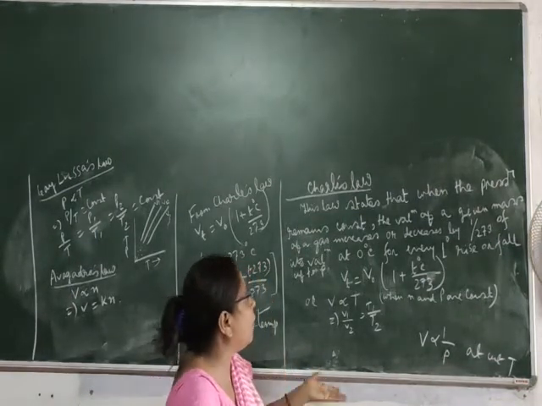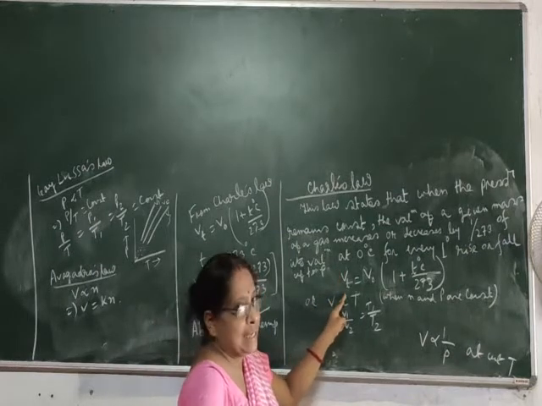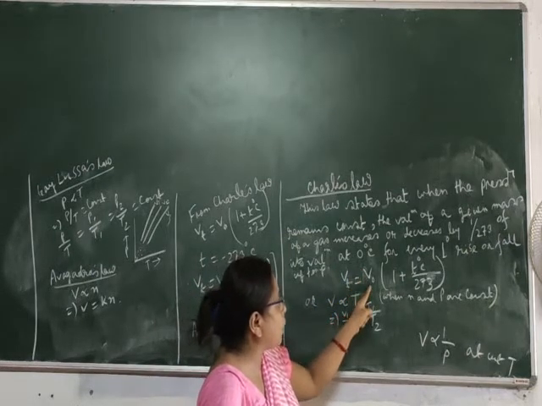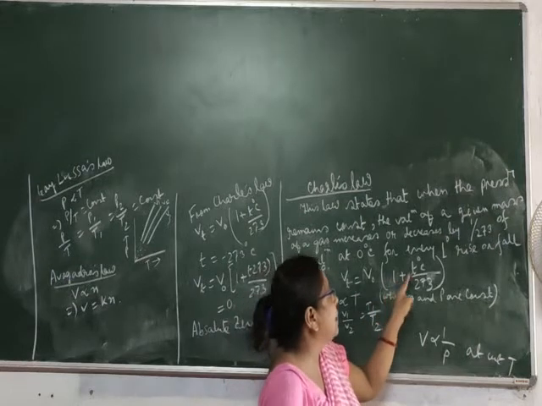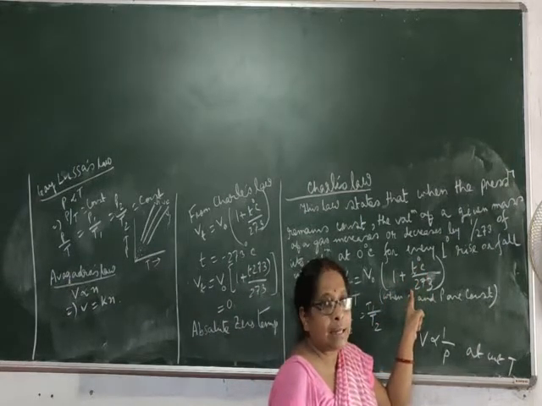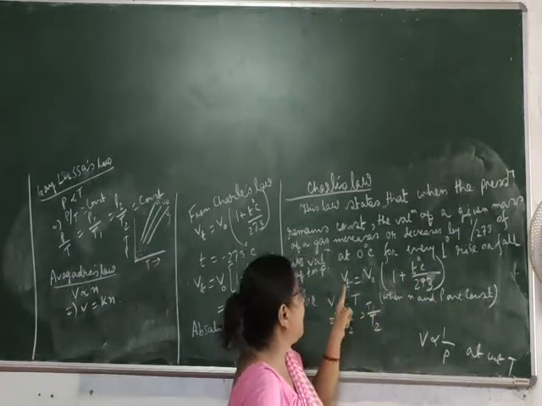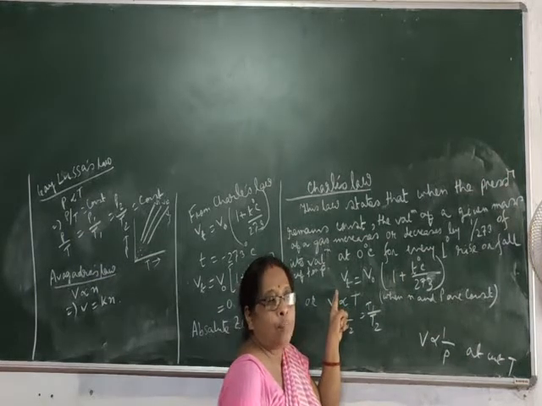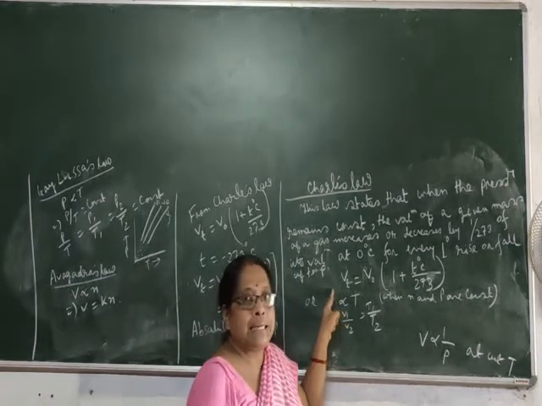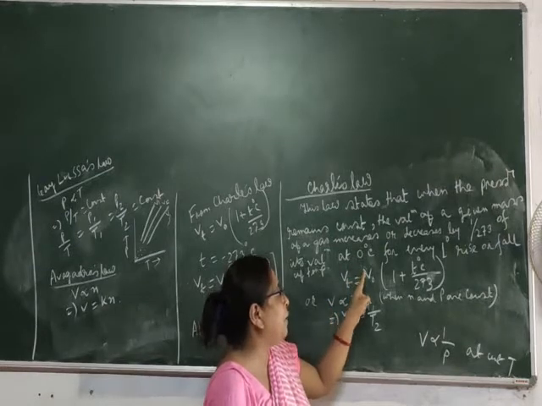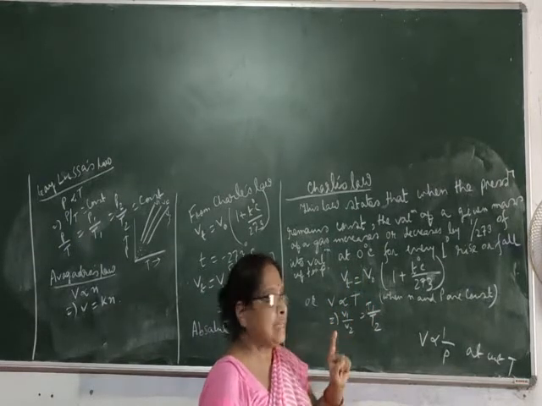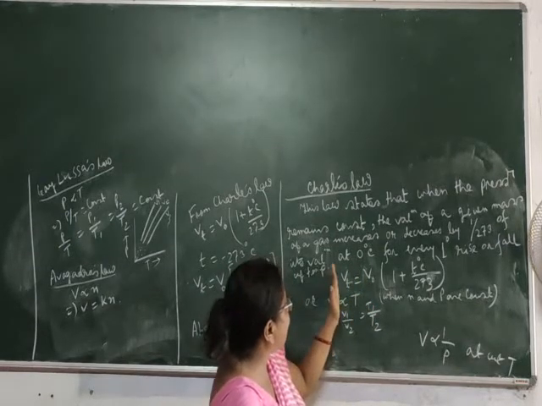So if we write, Vt is equal to V naught into (1 plus t degree centigrade by 273), where Vt is the volume at t degree centigrade and V naught is the volume at 0 degree centigrade. So this is our Charles' law.